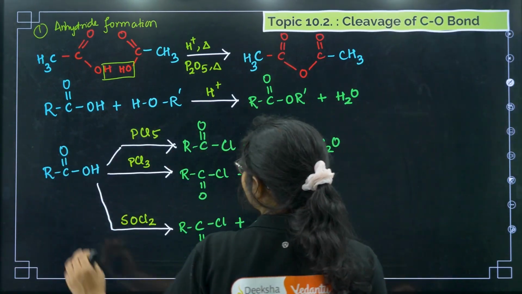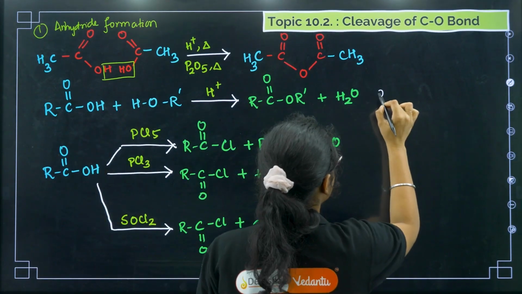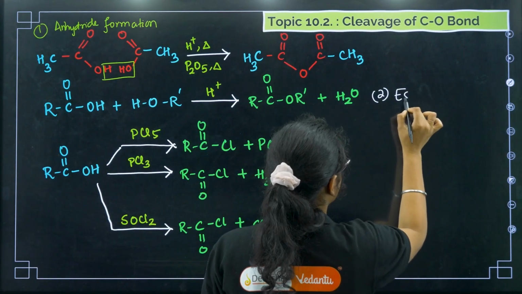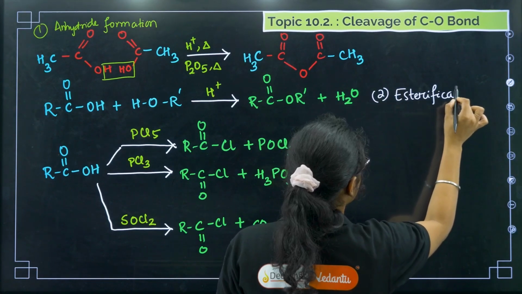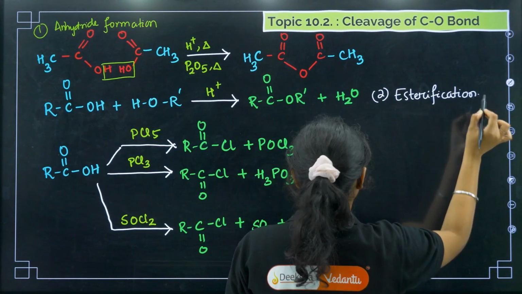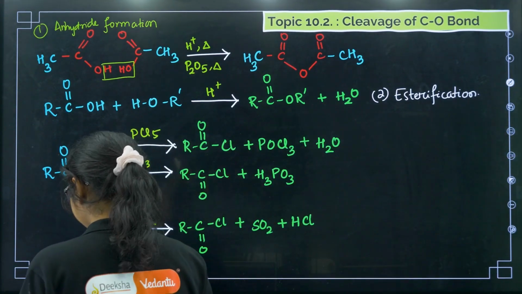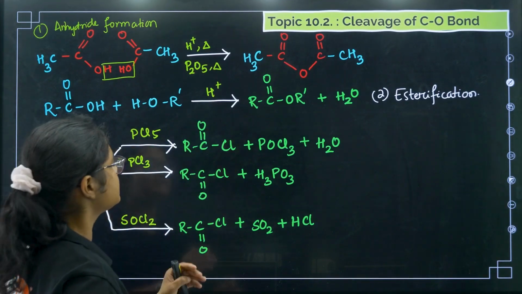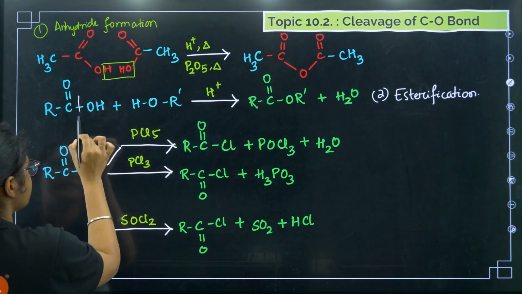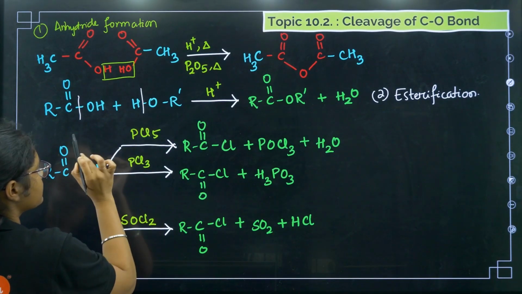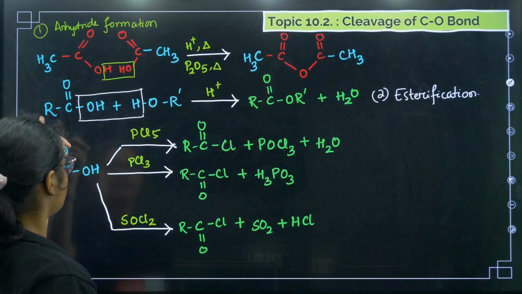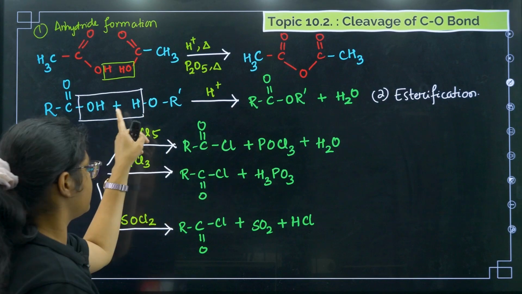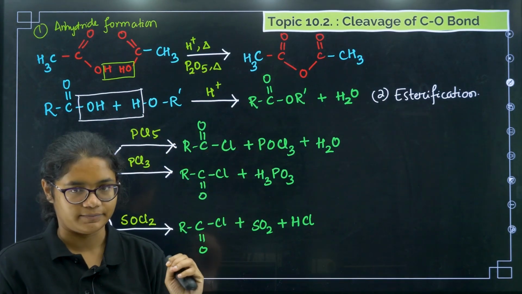So, next reaction, this is your second reaction, that is esterification. So, in this reaction what is happening? As the name suggests, cleavage of the CO bond. So, here there will be cleavage and here there is OH bond cleavage, and this water molecule is removed. So, what will I get? RCOOR' plus water, esterification.